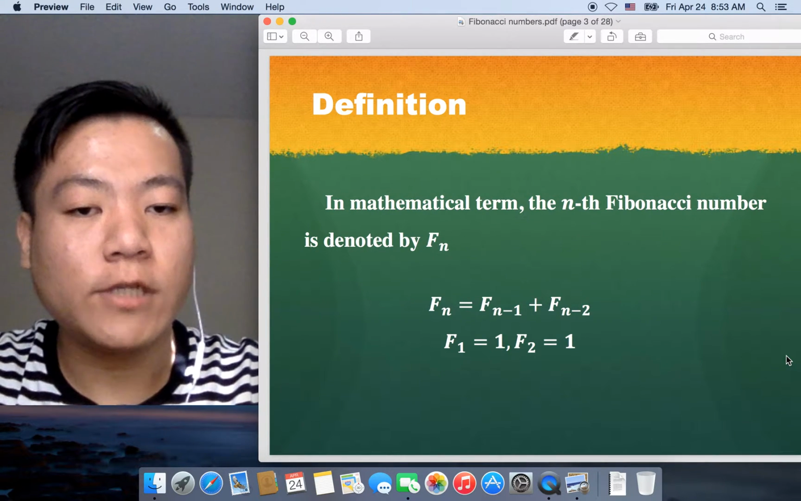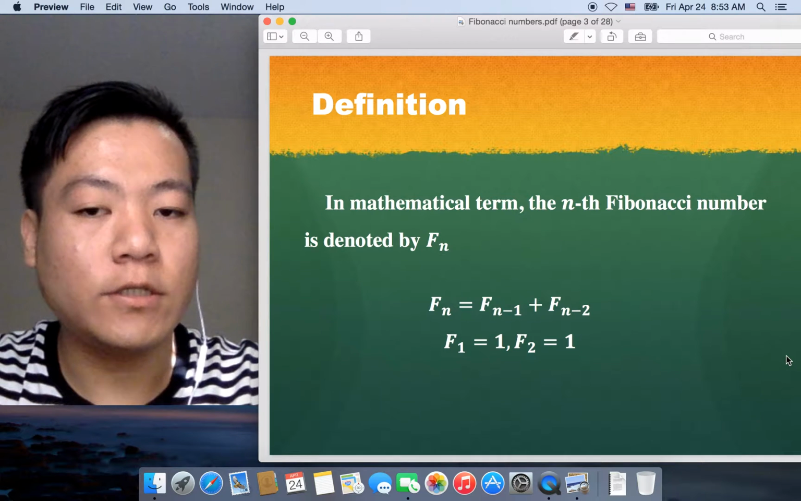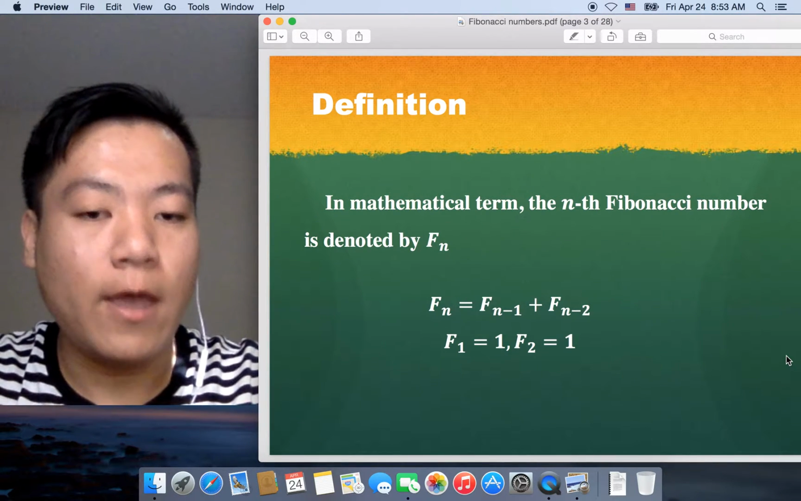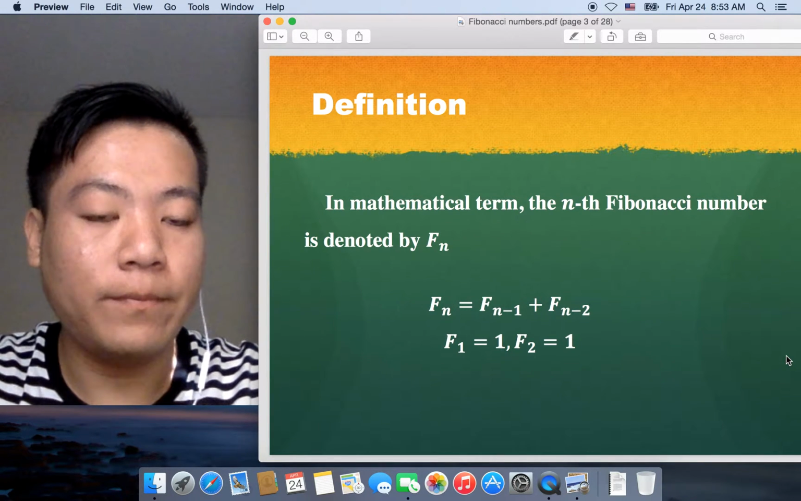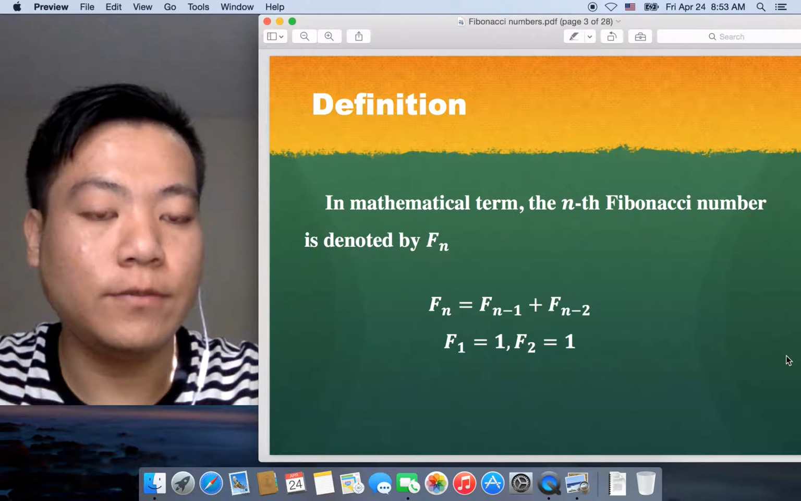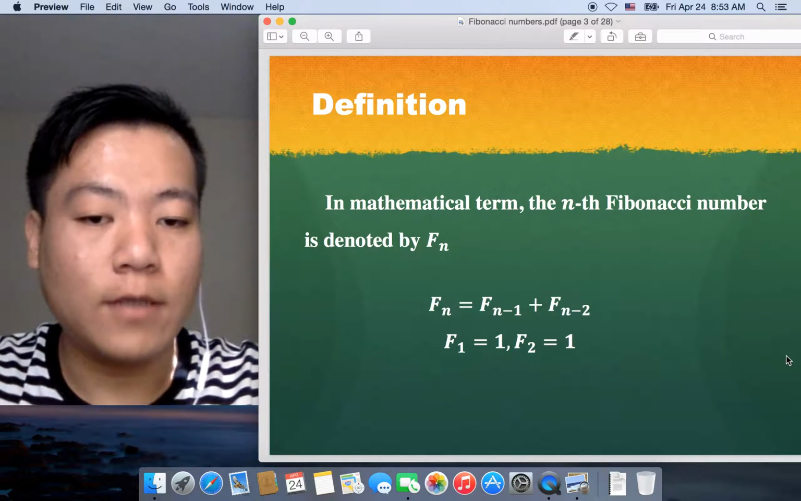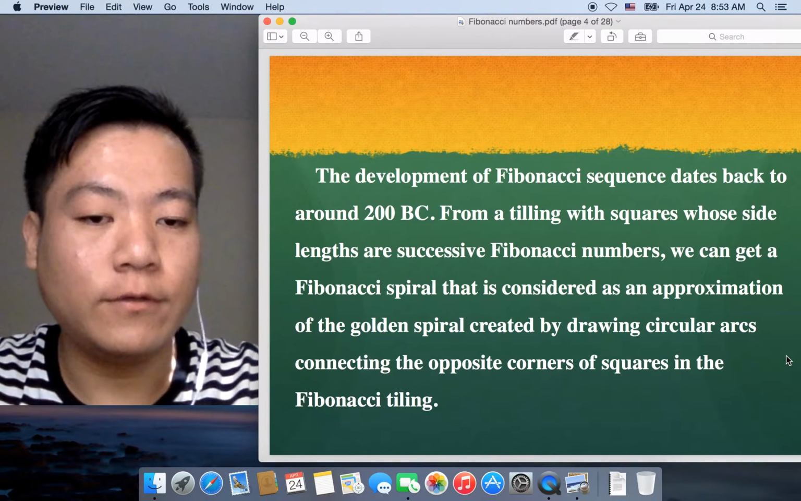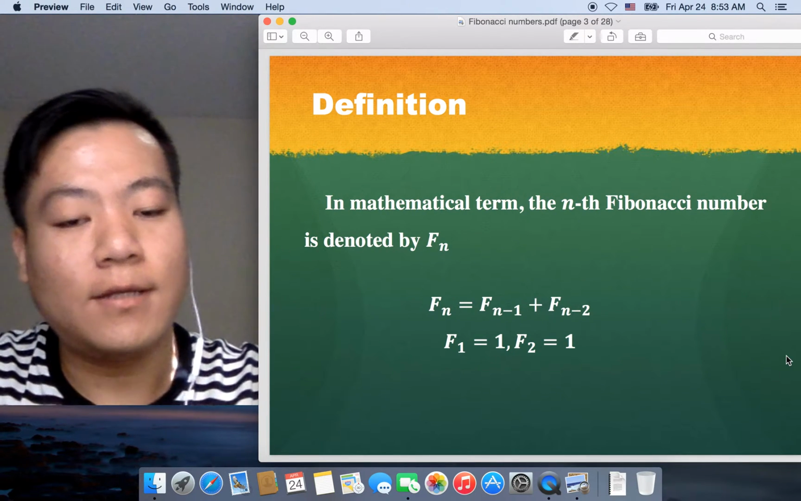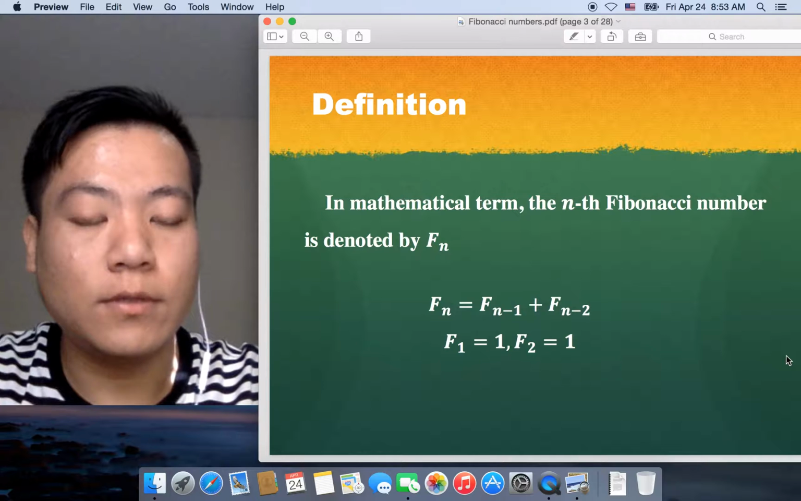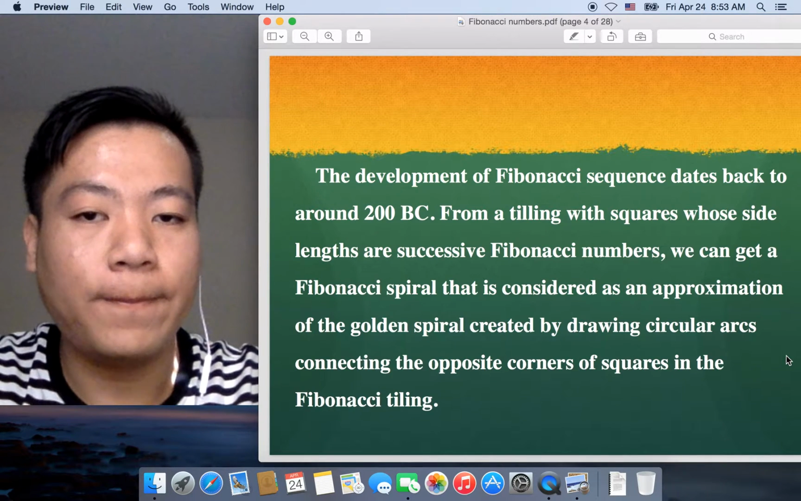In mathematical terms, the nth Fibonacci number is denoted by Fn. Fn is equal to Fn minus 1 plus Fn minus 2, and F1 equals 1, F2 also equals 1. Or we can say F0 equals 0, F1 equals 1.